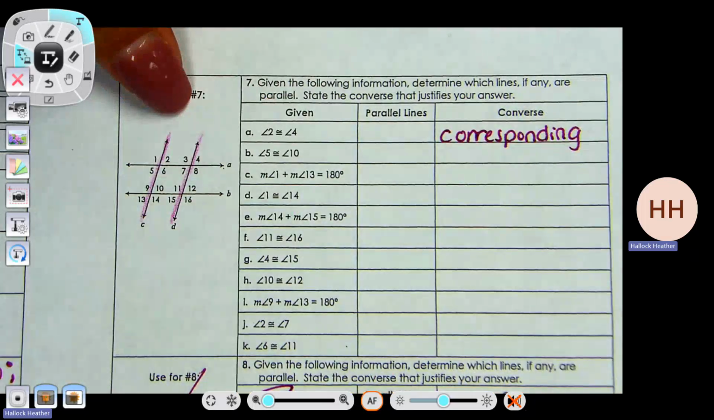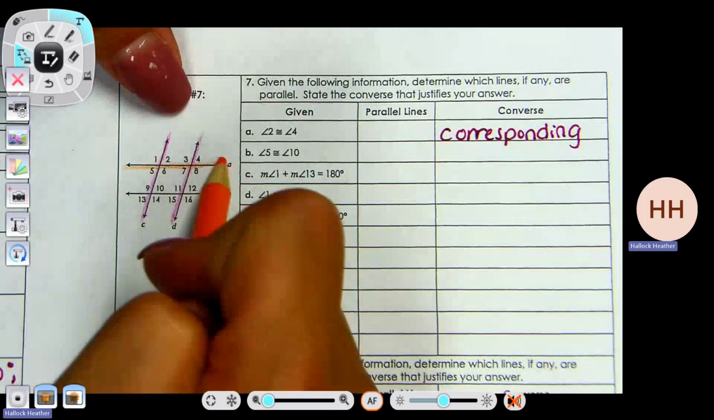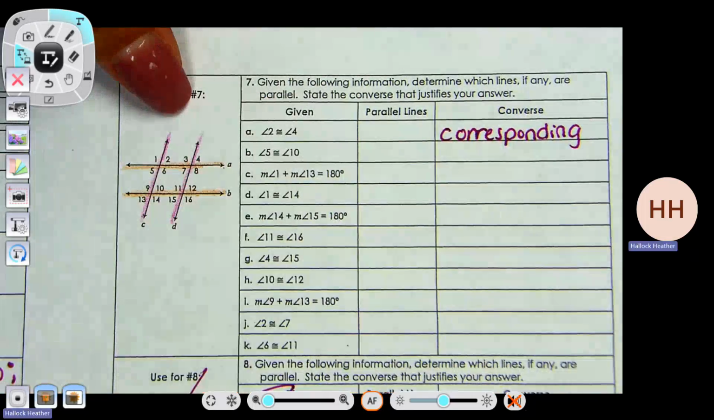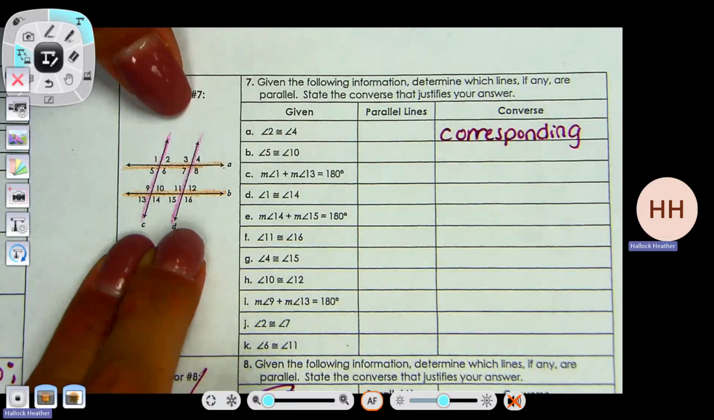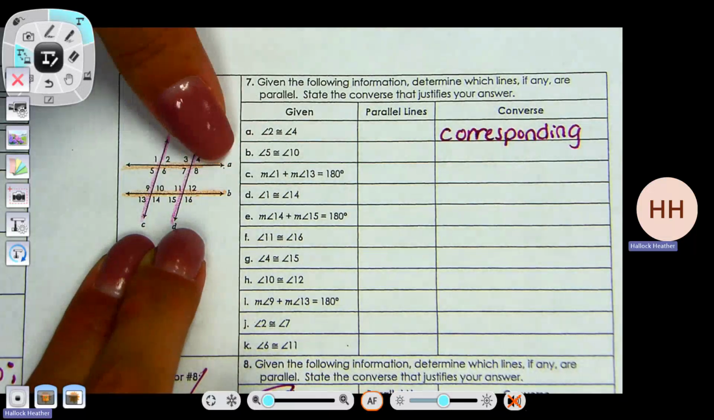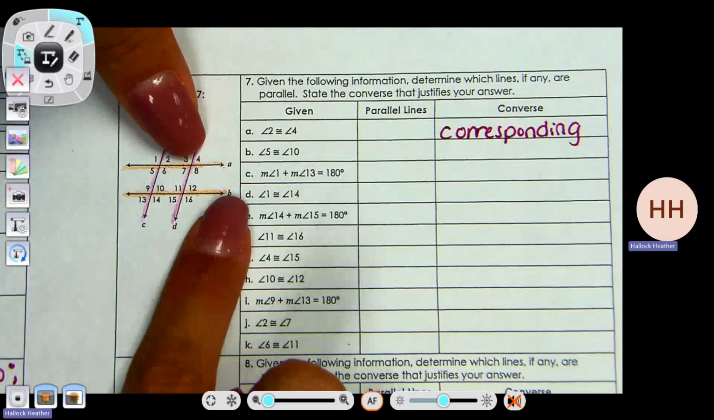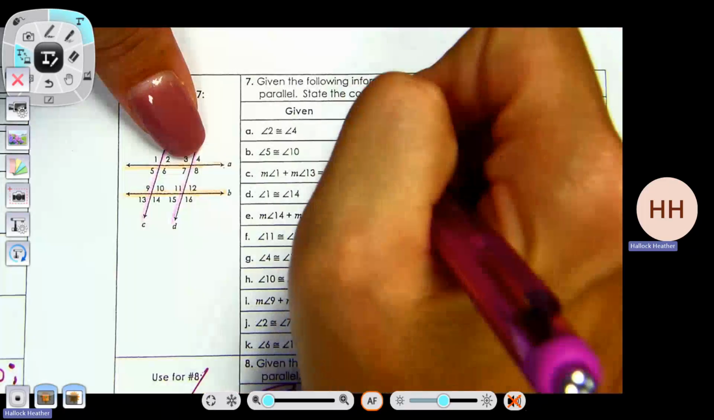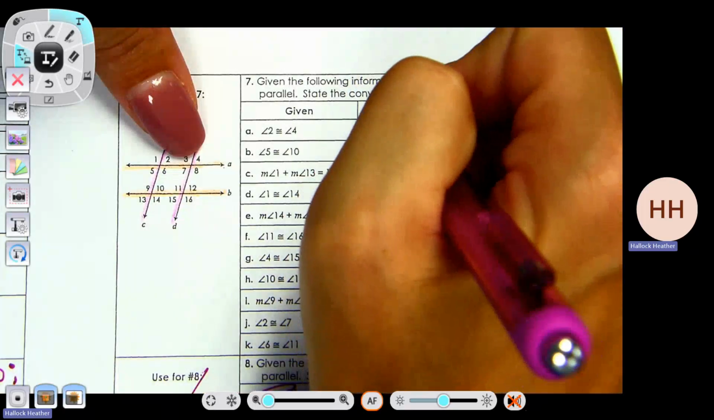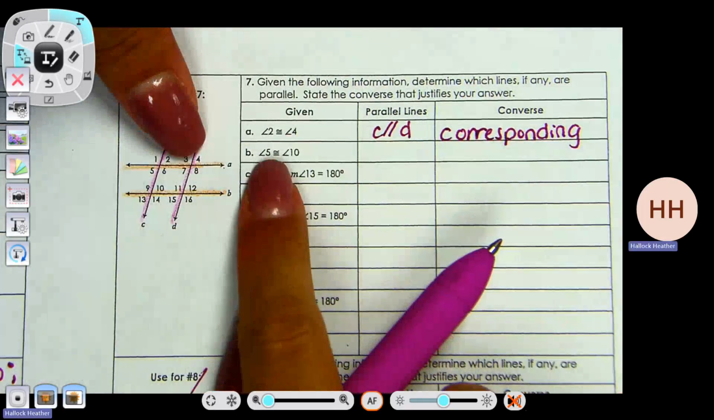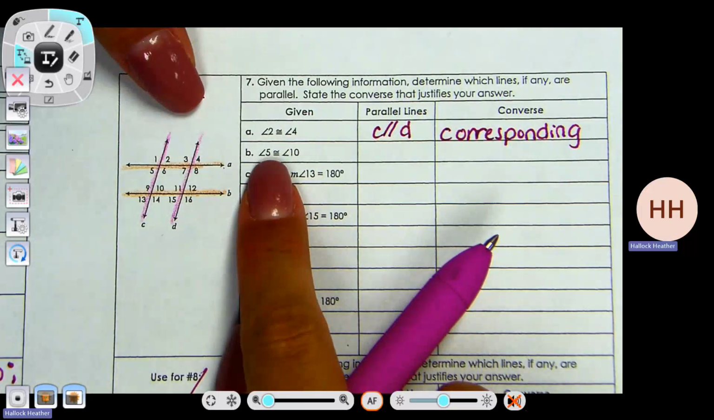Or do you need to know that A and B are parallel? You need to know C and D are parallel. 2 and 4 are not even using line B at all. So we would use C is parallel to D. Okay, let's go to 5 and 10.